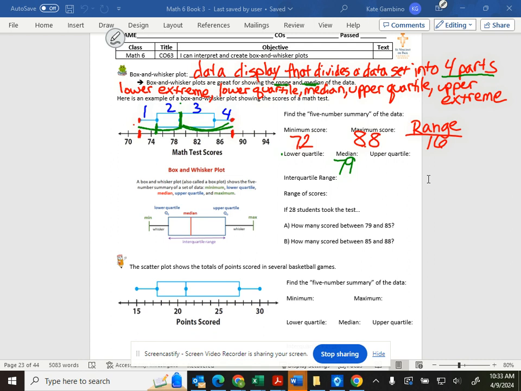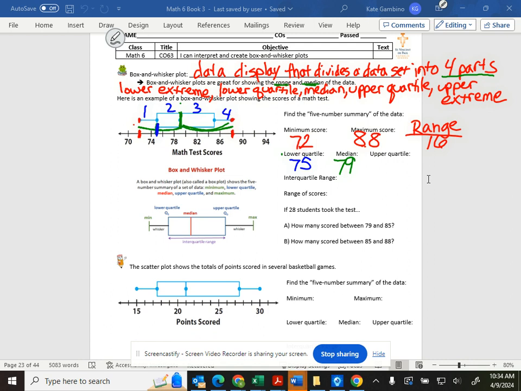The median is the middle of the box. And then we can see, oh, that bottom section, we want the middle of that. That's our lower quartile. It's the middle of the bottom section. Melanie. It is 75 because that is the middle of the bottom section.